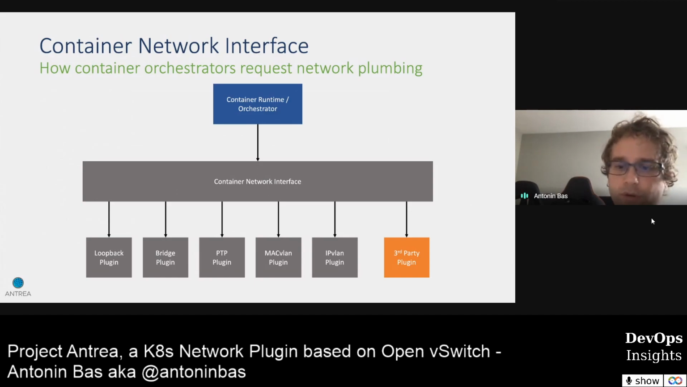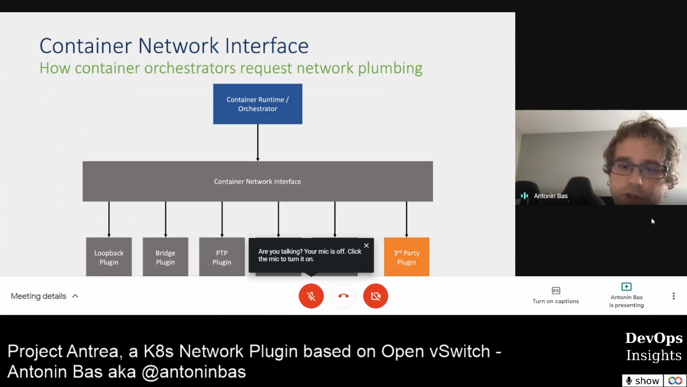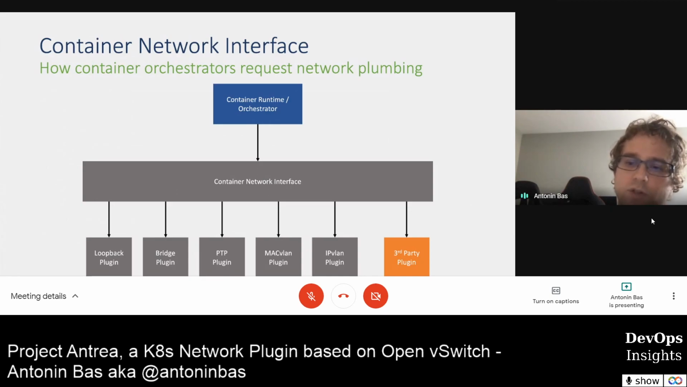However, all of those reference CNI plugins are not sufficient by themselves to implement Kubernetes networking. And this is why we have third-party plugins which implement the CNI interface, like Project Antrea. And an important thing to remember is that CNI does not include network policies. Those are specific to Kubernetes. So when you define a network policy, the CNI interface is not involved at all. It's up to the third-party plugin like Antrea to figure out what to do and program the data paths.